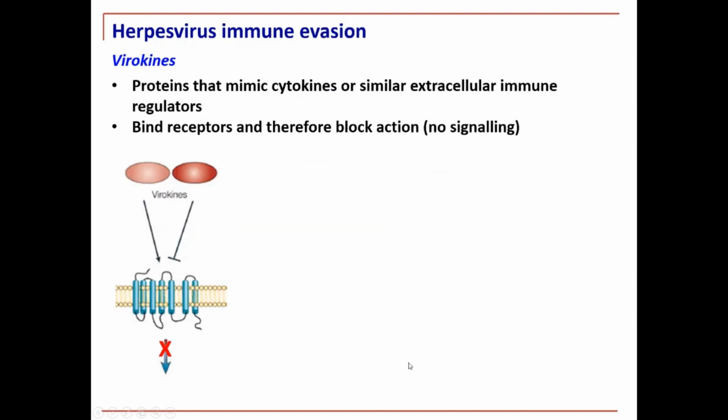But what are virokines and viroreceptors? Well, virokines are proteins that basically mimic cytokines. They look like cytokines or similar extracellular immune regulators. They bind to the cytokine receptors and therefore block the action. They're basically mirroring cytokines, blocking the cytokine receptors, and therefore you don't get that signaling and stimulation of the immune response.